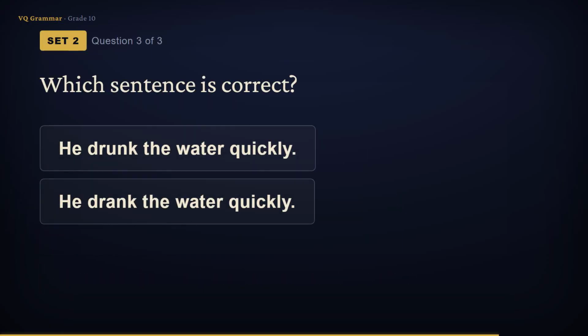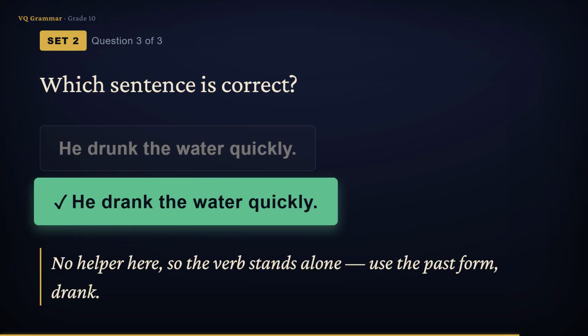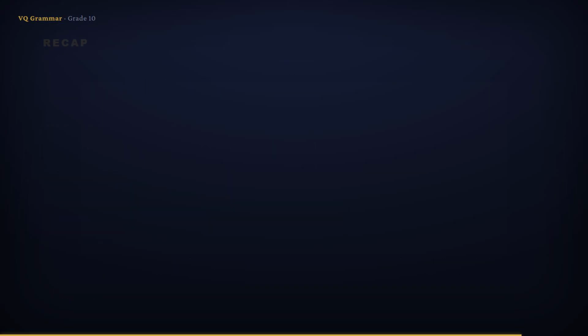Which sentence is correct? There is no helping verb anywhere in this sentence, so the verb must stand alone, and that calls for the past form. Drink, drank, drunk. Drunk is the participle, so it needs a helper. The correct one is, he drank the water quickly.